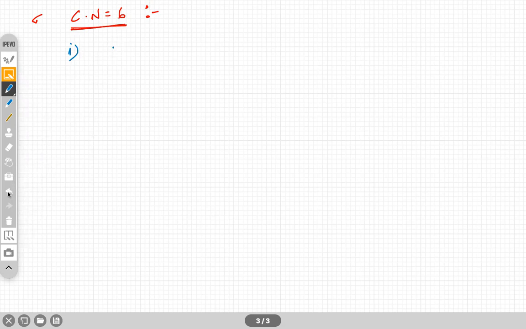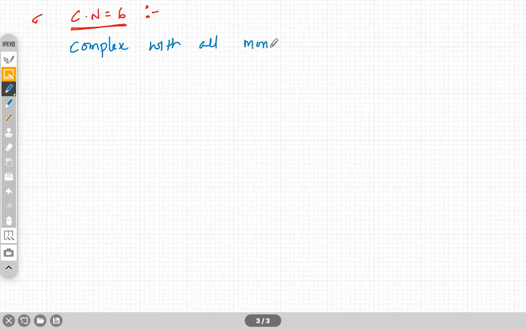complex with all monodentate ligands, right? The first type is complex with all monodentate ligands. The first example is we have MA6 type. What is MA6 type? What do you mean by this?